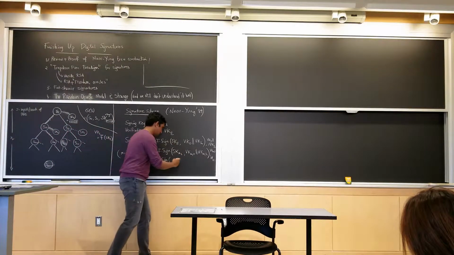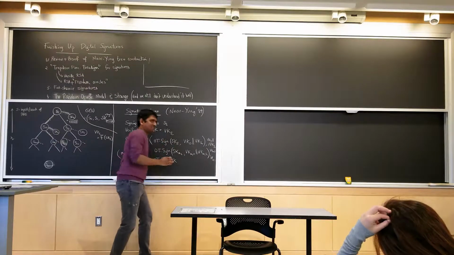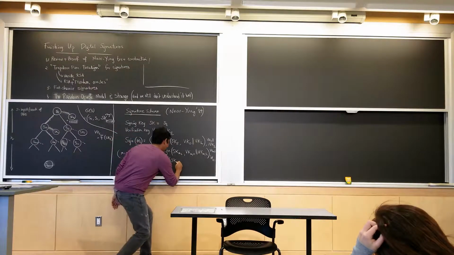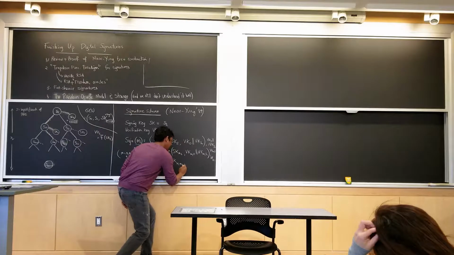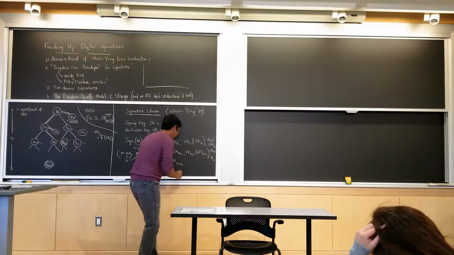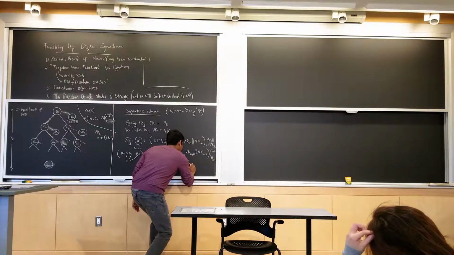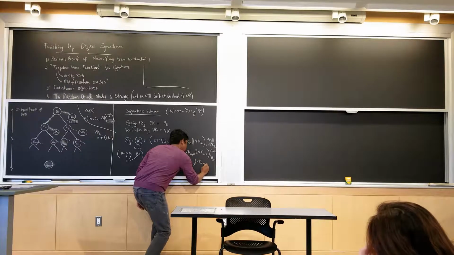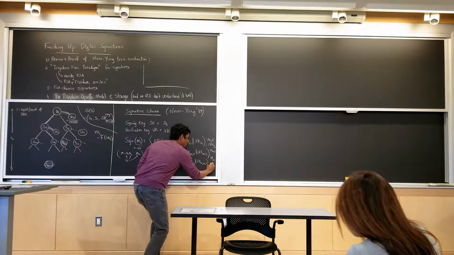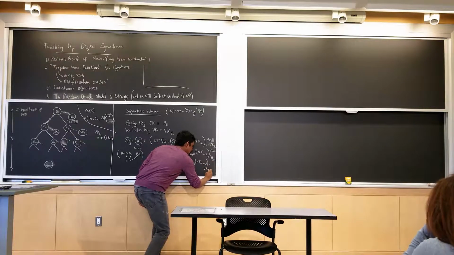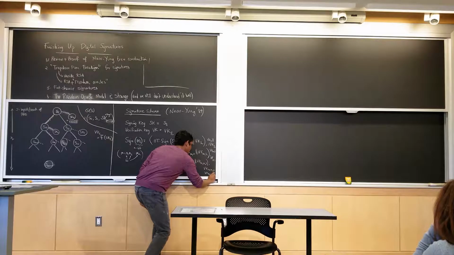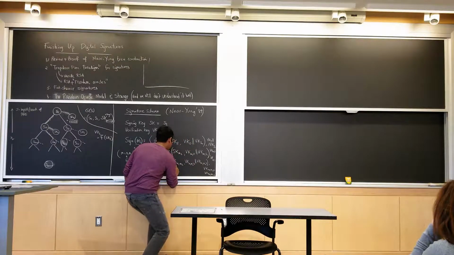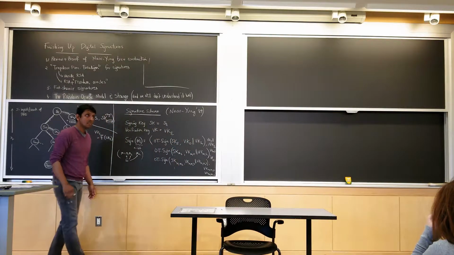You basically just replace M1 with M1, M2. That's it. Since I'm pedantic, I'll write it M1, M2, 0, M1, M2, 1. And I also publish verification key M1, M2, 0, and verification key M1, M2, 1. And keep on going, right, till the end.